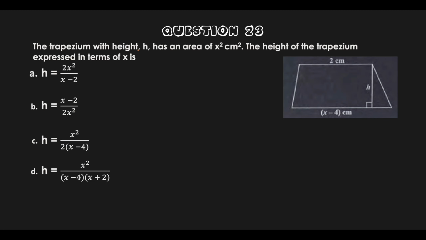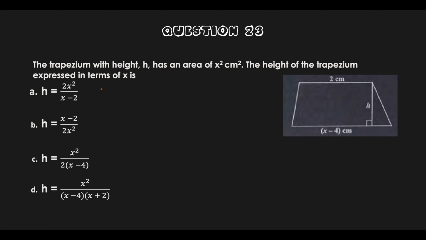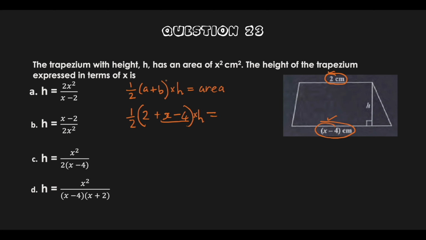So it says the trapezium with height h, so we have a height h here, has an area of x squared. So this full area is equal to x squared. So they said the height of the trapezium expressed in terms of x is, no. We know that the area of a trapezium is half a plus b multiplied by height, which is equal to area. So we get this in the front of our formula sheet. Now a plus b represent the parallel lengths, which would be 2 and x minus 4. And the height is the perpendicular height that we have here. So I could say now half multiplied by 2 plus x minus 4. So I got this x minus 4 from here, and I got this 2 from here, multiplied by height, since we have height, and then that's equal to the area, which is x squared.